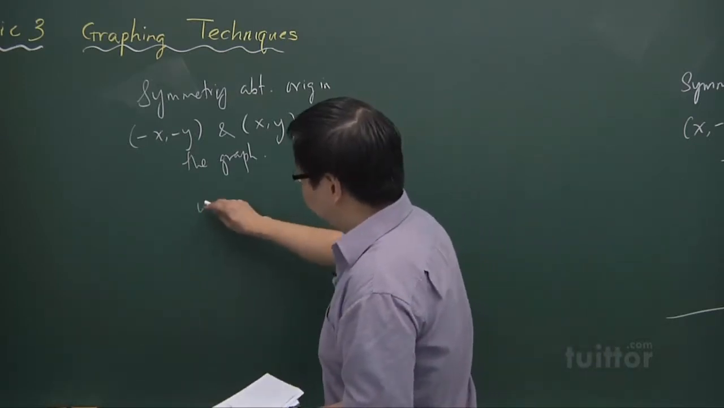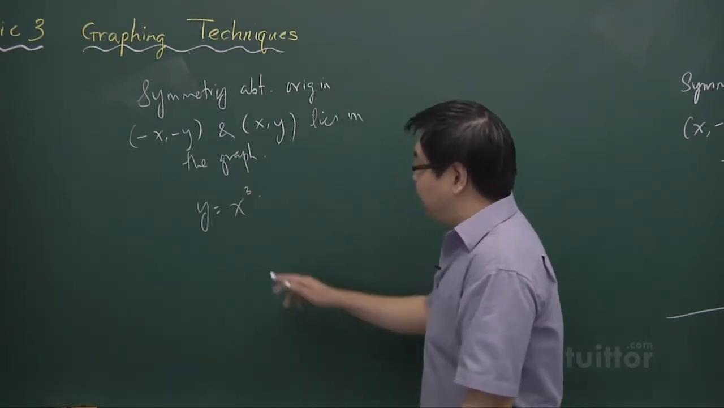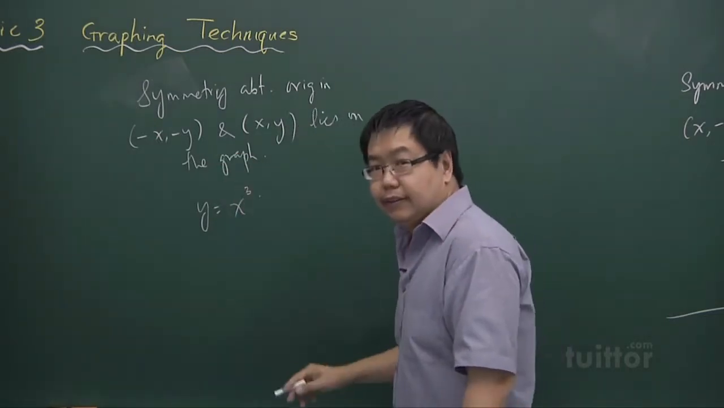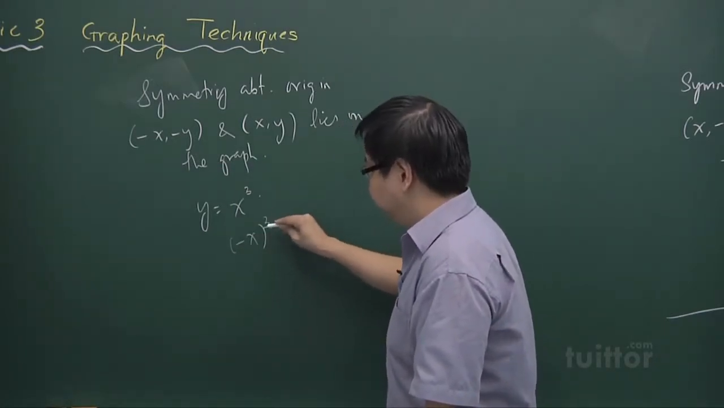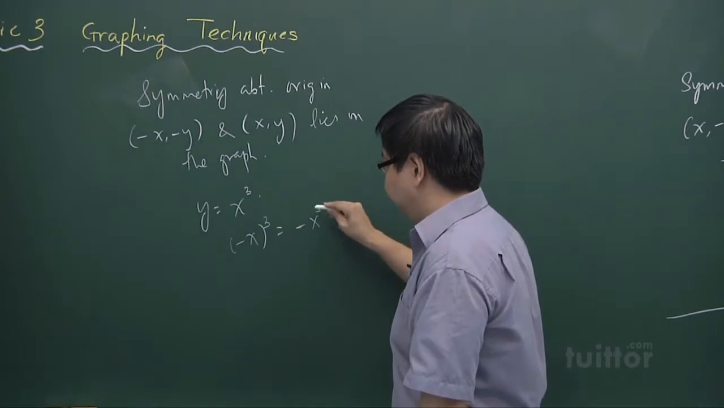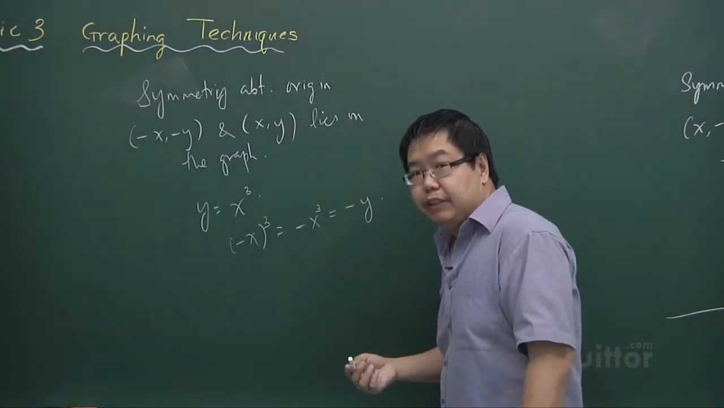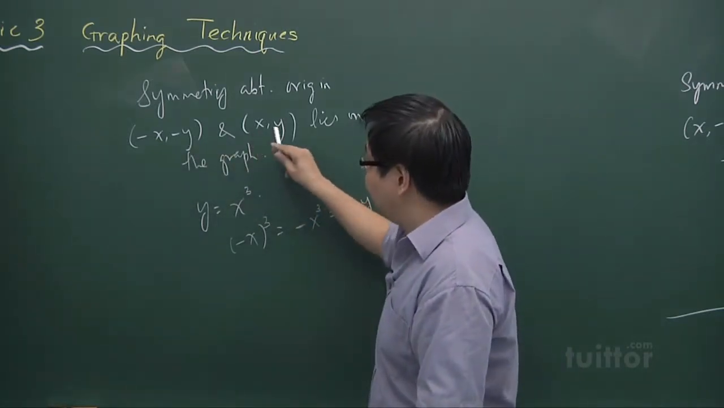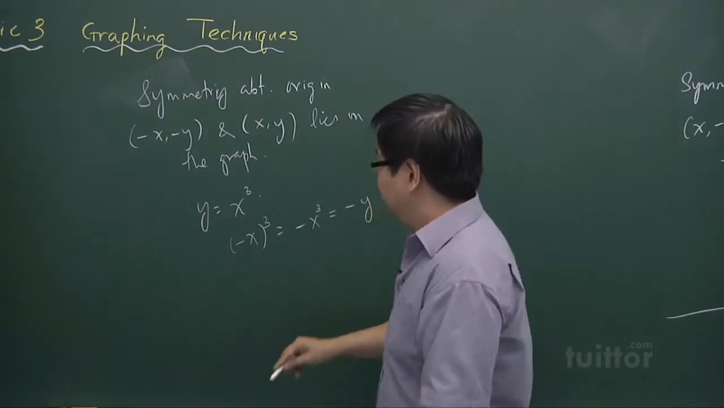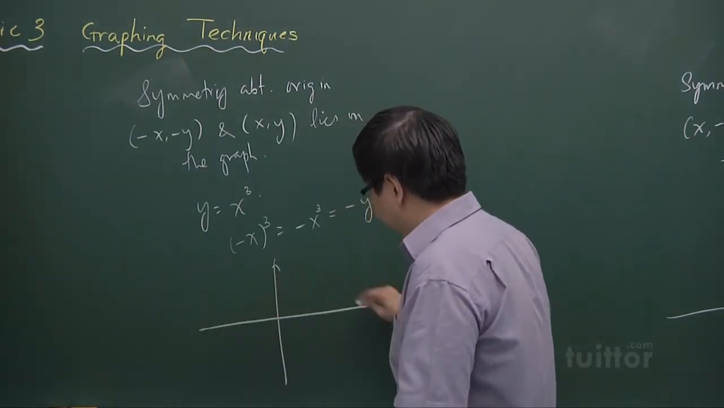An example of such a graph is y equals x cubed. Okay, if you replace the x by minus x, you will get minus x cubed, which is actually the original y with a negative sign in front of it. So the points (−x, −y) as well as (x, y) lie on the graph. An example of a diagram for y equals x cubed looks like this.